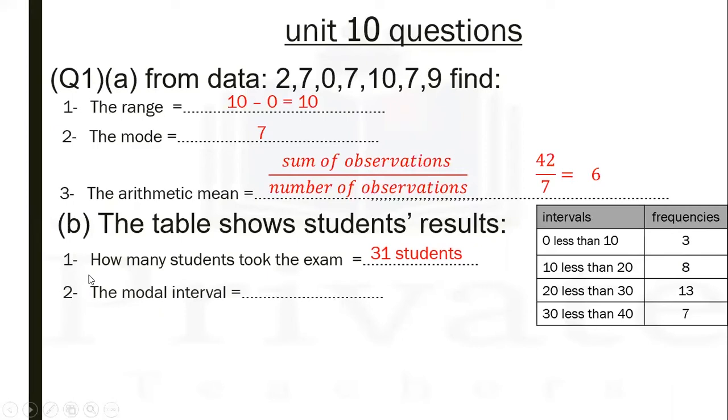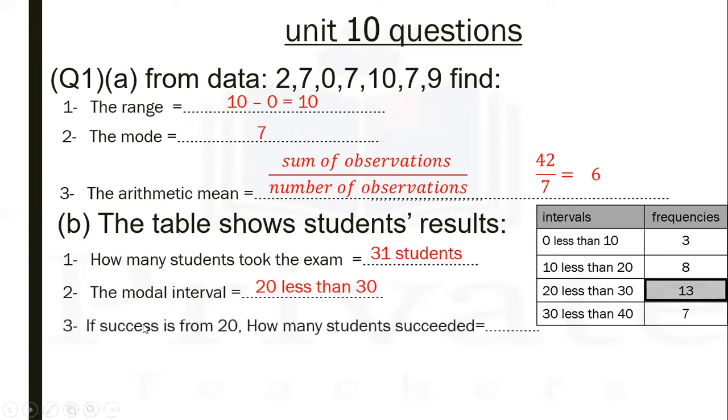The modal interval means the interval that is opposite to the highest frequency. We look at the frequencies. What is the highest frequency? Yes, it is 13. The highest frequency is 13. So we write the interval that is opposite to it, which is 20 and less than 30. 20 and less than 30 is the modal interval. Again, if you want to find the modal interval, we look at the frequencies. The highest frequency we find is opposite to the modal interval.